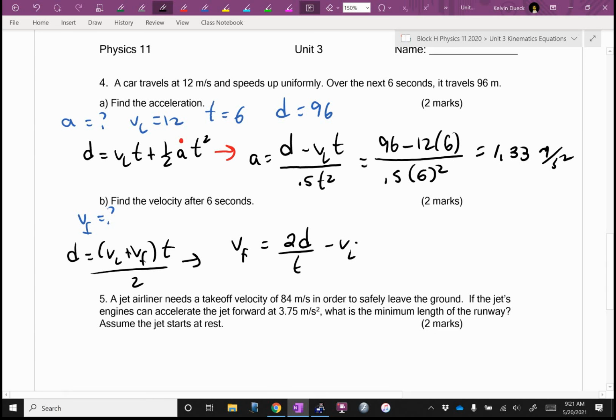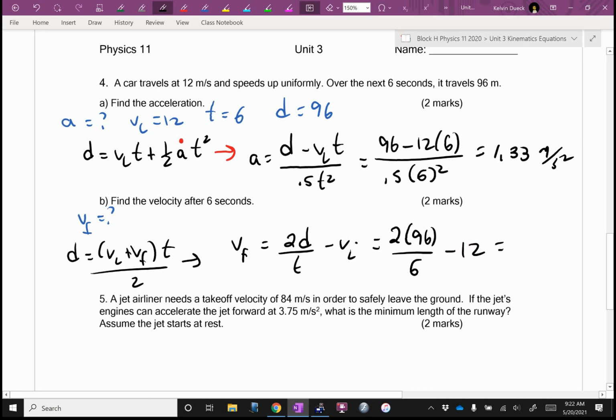You could also have used vf equals vi plus at and used your answer from part A. If you're unsure and you were like, I'm not sure I'm rewriting this equation correct, do it with vf equals vi plus at. Check, compare your answers. You'll know you probably got the other one right. Anyways, it's going to be 2 times 96 over 6 minus 12.